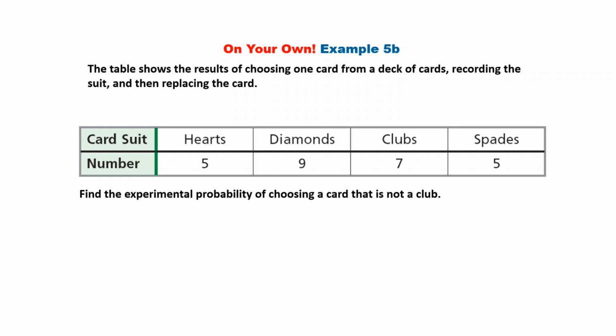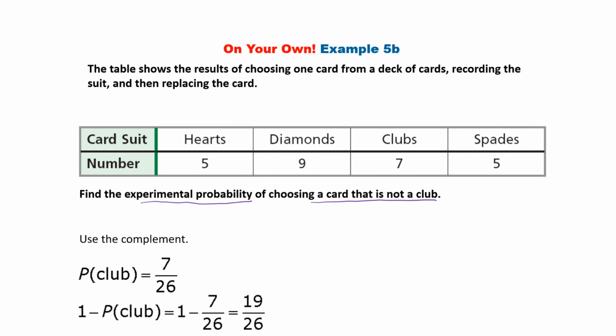All right, so we're doing the same experiment. We're trying to find the experimental probability this time, and we're going to choose a card that is not a club. So I want you to remember when we're doing something that's not, we're going to use the complement. So the probability of getting a club is 7 out of 26. So 1 minus 7 out of 26 is 19 out of 26. So that's our probability of not getting a card that's a club. Pretty high.